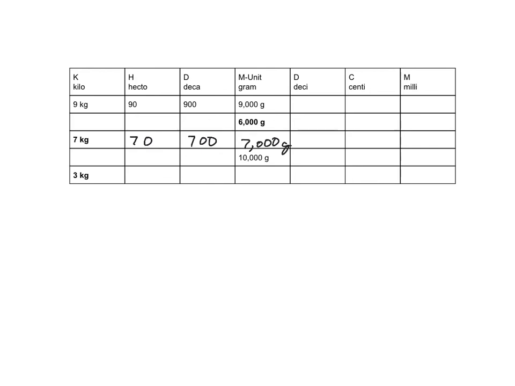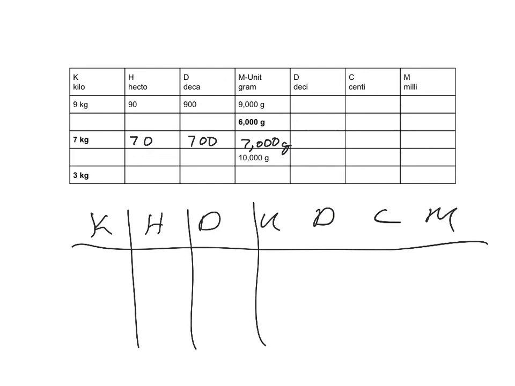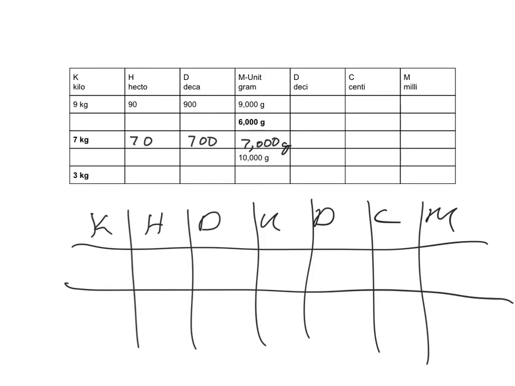So if you did not have this chart, all you'd have to do is think about King Henry died unusually drinking chocolate milk, and then you can make your own chart. And you could easily convert any metric units of measurement easily.